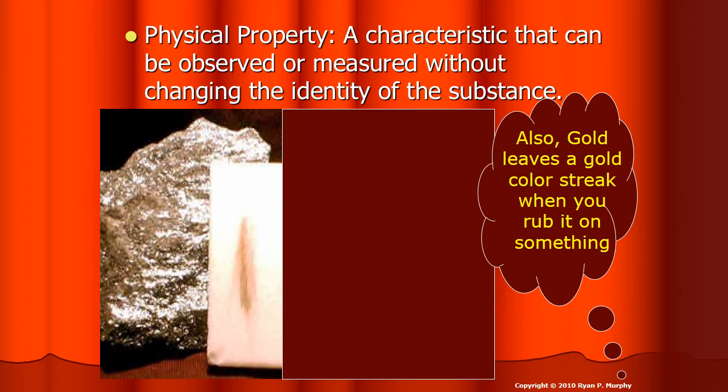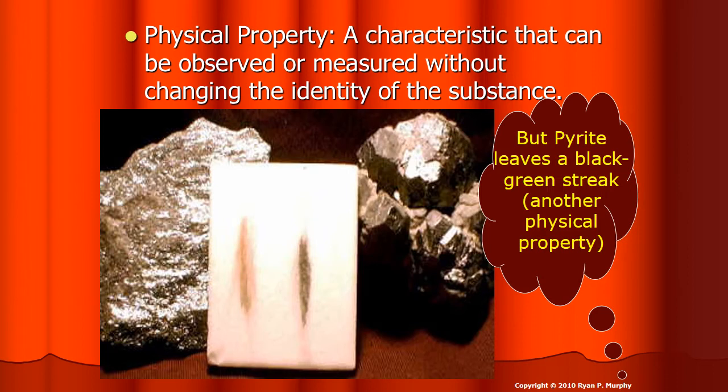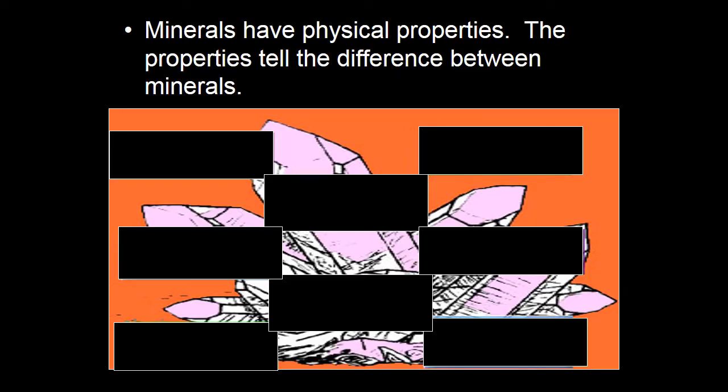There's another way that you can do it too. You can take a little piece of tile and rub the mineral on there, and sometimes some minerals will leave a mark on that tile, and the mark will be different colors. Well, for real gold, it leaves kind of a goldish color streak, but for fool's gold, it leaves kind of a black or dark green color streak. So that's another way that you can tell them apart and identify which one's which. So, what are all of the physical properties that we can use to identify minerals?